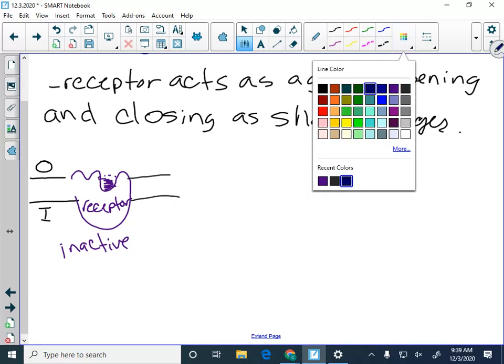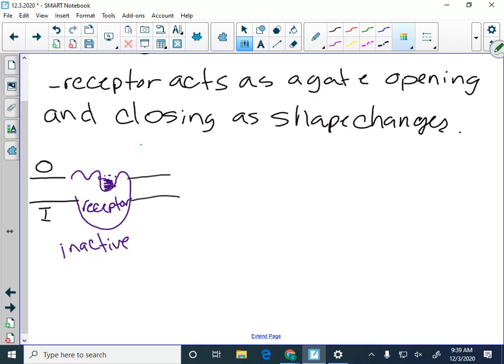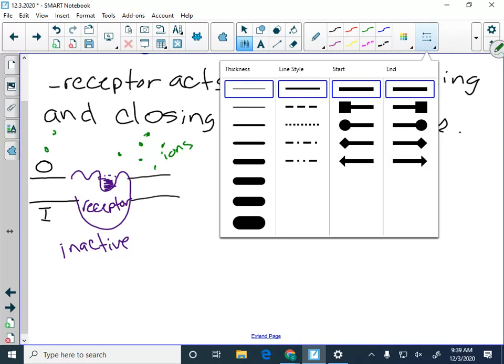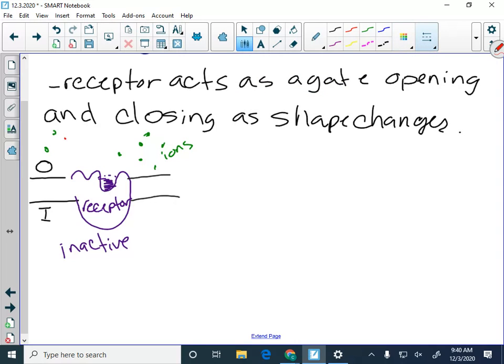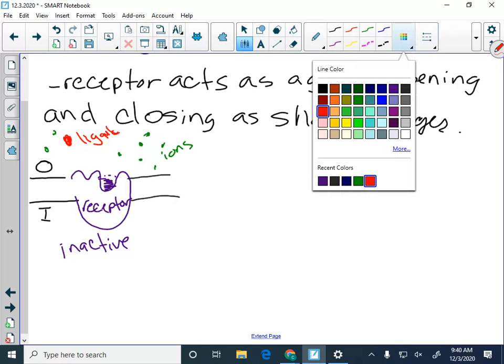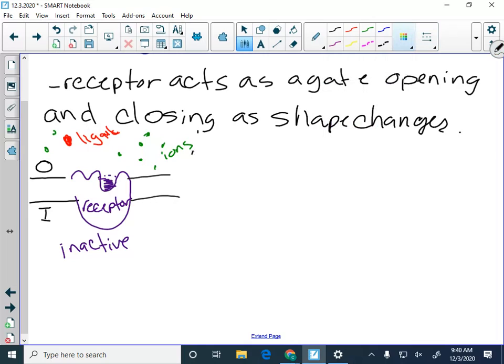Outside of our cell, we will have a bunch of ions. I'll say these little green dots are ions. Ions can't diffuse through the cell membrane. They have to be let in through specific transport stuff. And then we have our ligand. But it's not bound yet, so everything is inactive. This is just our set the stage kind of thing.